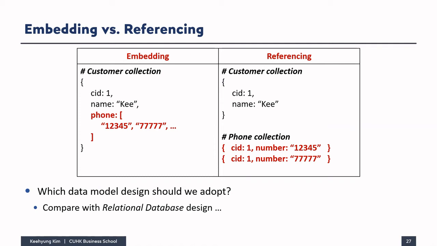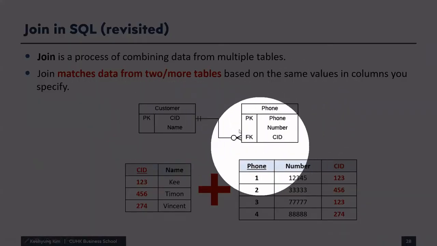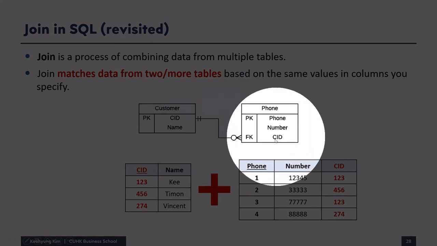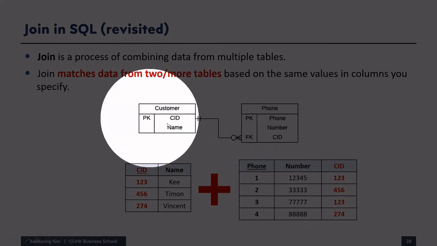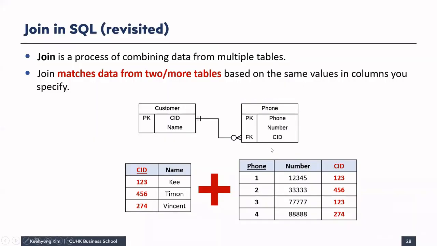So first of all, before we compare these two design approaches, let's think about what happens in the relational database. Last week, I briefly talked about this. If we use a relational database to model this, we'll create a customer table and a phone number table. The customer table has a CID and name. The phone number table has a phone number and CID, like this. And we use a referencing approach in the relational database so that this primary key will be linked to the foreign key in this table like this.